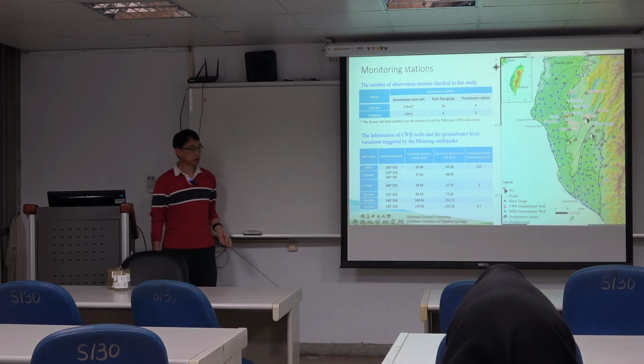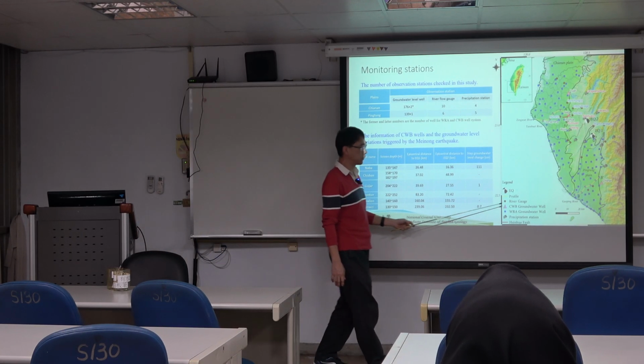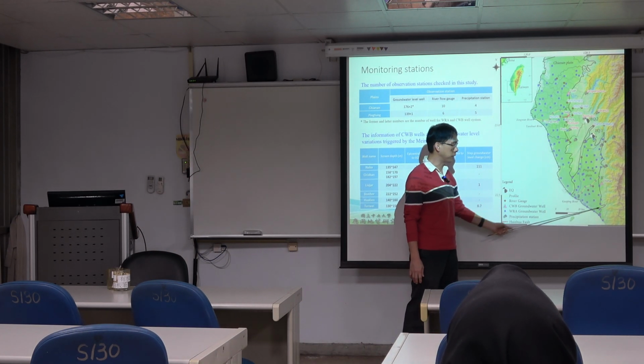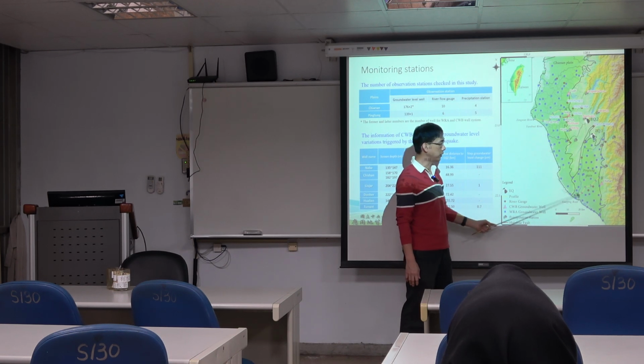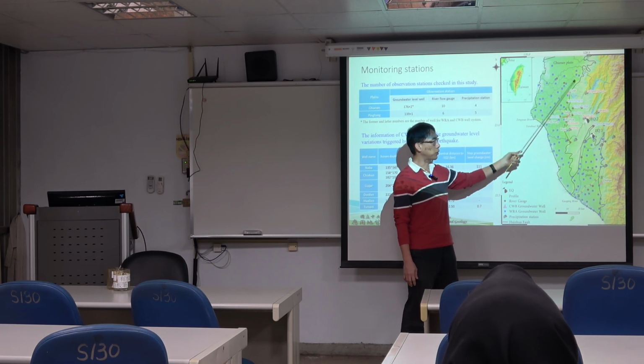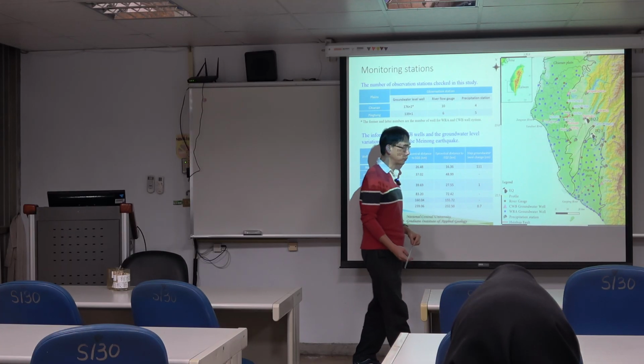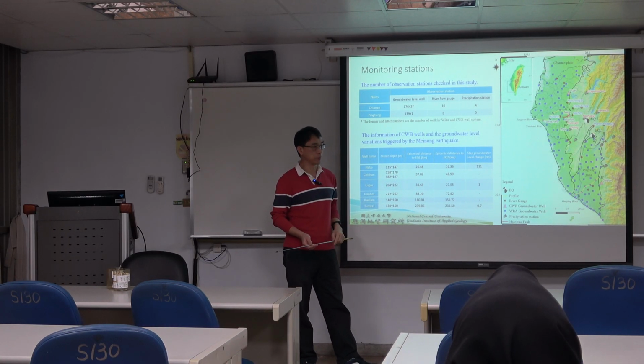And another part you can try to focus on is that we have 2 plain areas. We call this Pingtung Plain, and this is Jianan Plain. And as I mentioned last time, Jianan Plain is mainly composed of fine-grained material, and the Pingtung Plain is mainly gravels or coarse sands.